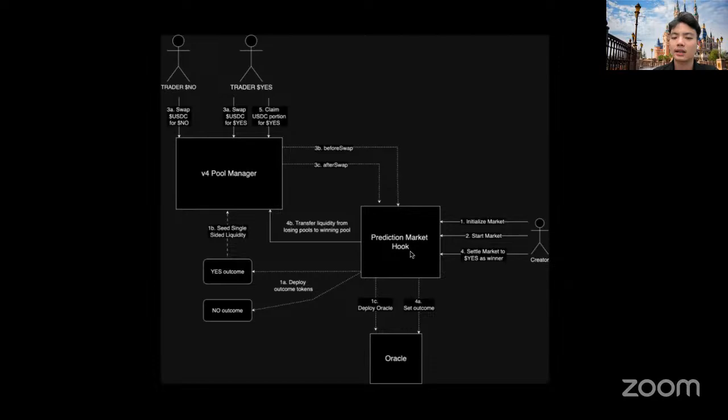So once it's done, the prediction market hook, since they provide single-side liquidity, is now able to move the funds from the losing side to the winning side. And this happens in one single transaction. So the USDC from the no trader will move to yes. And then last but not least, once the funds are in for yes, the winning token, the yes trader just claims the portion of USDC for yes, and the no trader loses their money. So this is what we do.